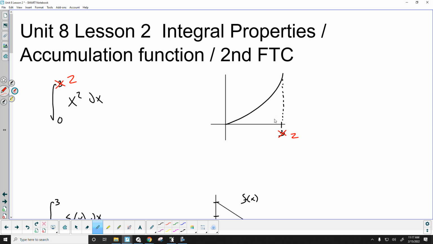What's the answer to this? No, it's not 4. No, it's not 3. No, it's not 16. No, it's not 8. Wait.